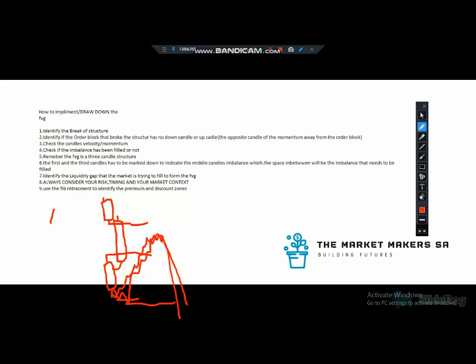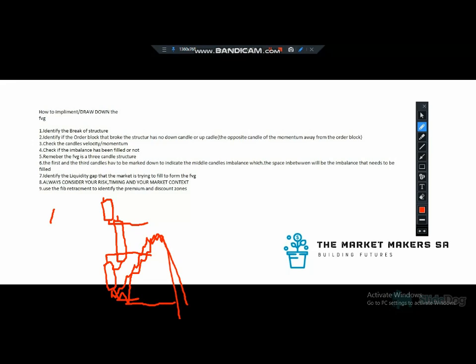Check and identify the liquidity grabs that the market is trying to fill before filling the fair value gap, because the fair value gap will then be like, okay, got you, I'm taking your stop loss. They'll use it as a stop hunt mechanism to take their stop losses. So you need to identify these before it happens.